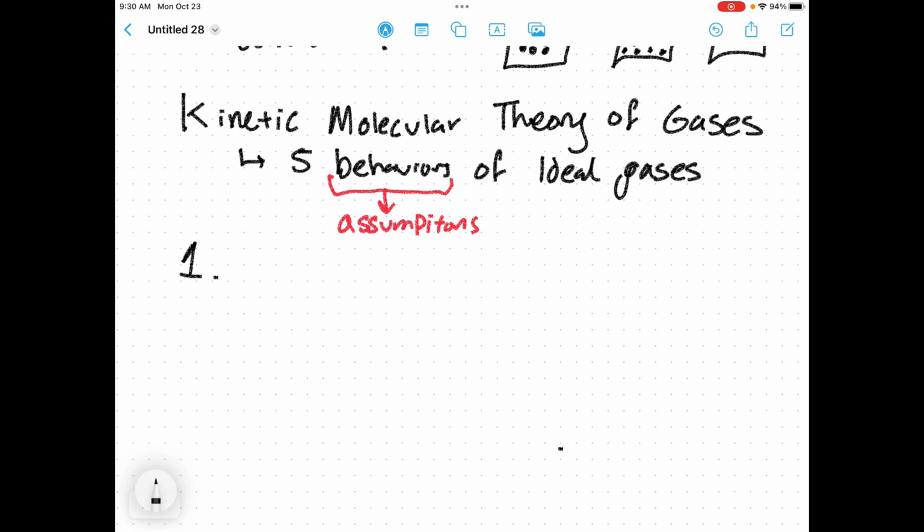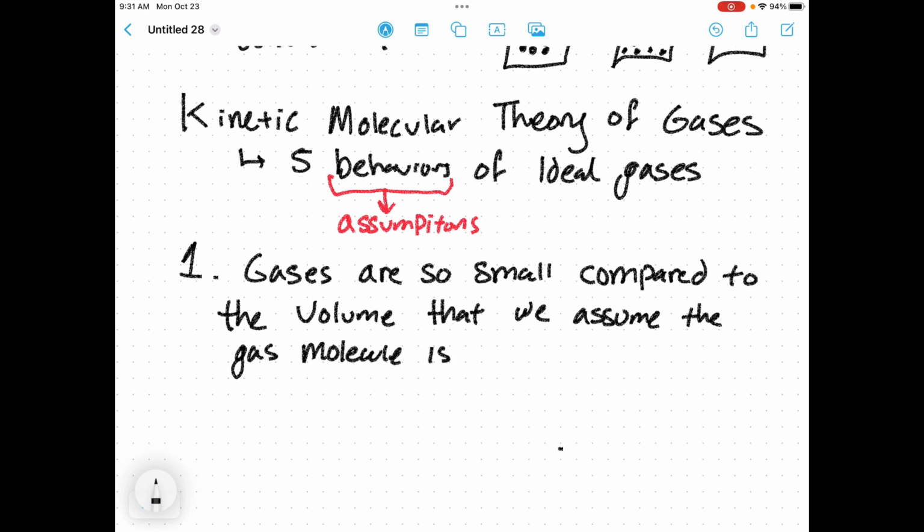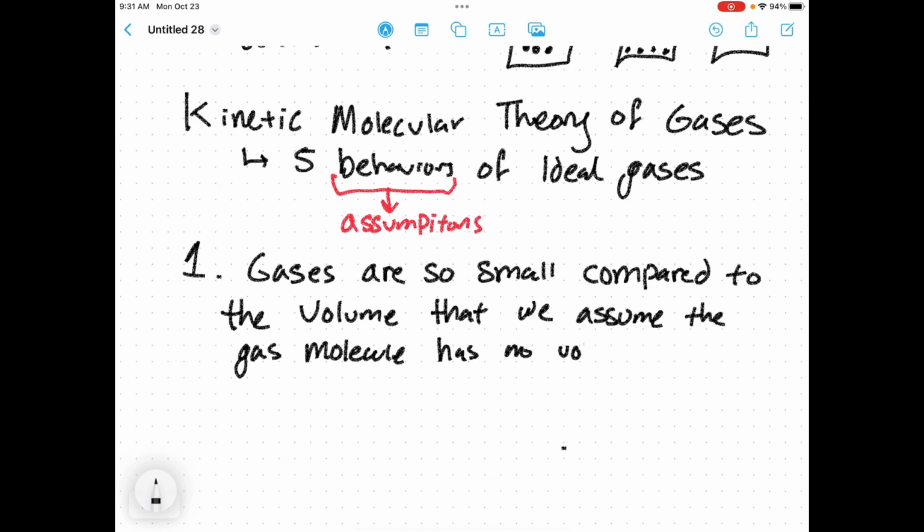So we can simplify that to just say, first postulate, gas molecules are so small compared to the volume that we assume the gas molecule has no volume. So that's basically what that first postulate says.